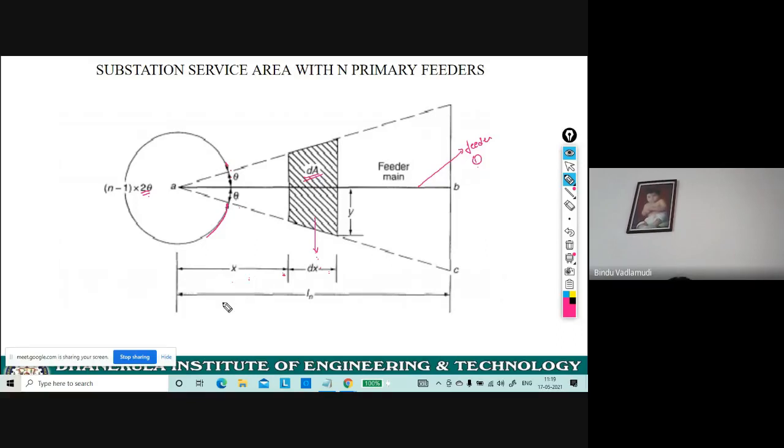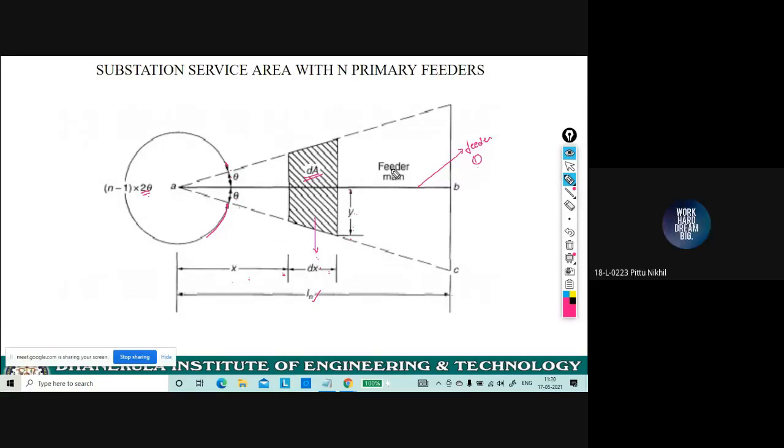The total length of the feeder from the substation to the consumer is considered as ln, and the vertical distance of this section is given as y. Did you get my point? Did you understand the diagram? What is this representing? Is it clear? Yes, ma'am. Please all of you copy down.